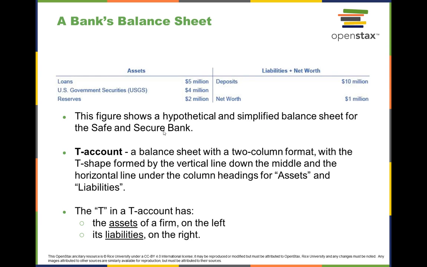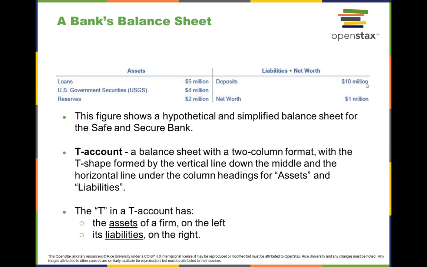So this figure shows a hypothetical and simplified balance sheet for a safe and secure bank. And the T account is a balance sheet with two-column format, with a T shape formed by the vertical line down the middle and the horizontal under the column headings for assets and liabilities. And the assets of the firm are on the left and liabilities are on the right. So there you can see they have loans outstanding from this bank of $5 million. That counts as assets because that is money that they're going to get back. They also have U.S. securities. So they've loaned money to the government by buying bonds usually, and so that's $4 million, and then they have $2 million in reserves on hand.